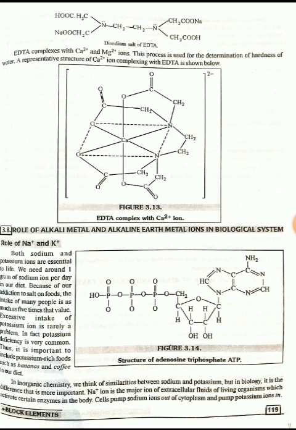Next, heading 3.8, Role of alkali metal and alkaline earth metal ions in biological systems. Role of Na+ and K+. Both sodium and potassium ions are essential to life. We need around 1 gram of sodium ion per day in our diet because of our addiction to salt on foods. The intake of many people is as much as 5 times that value.